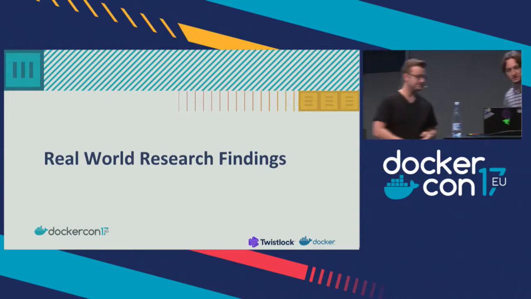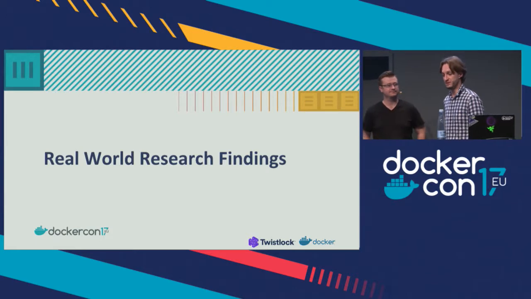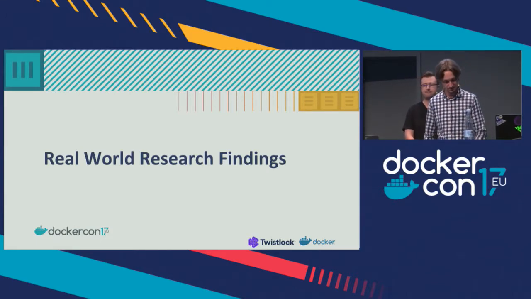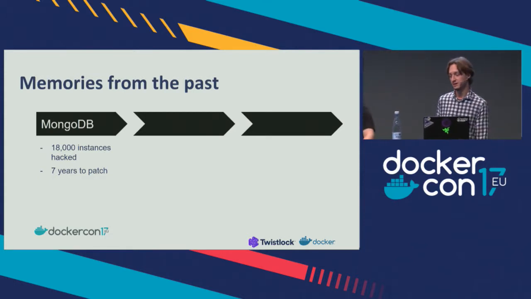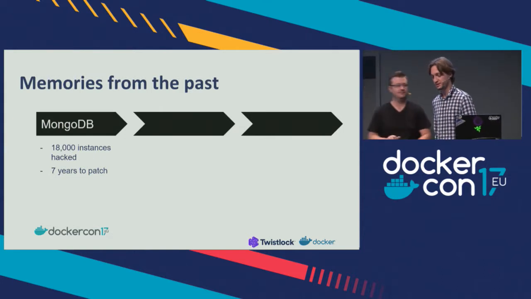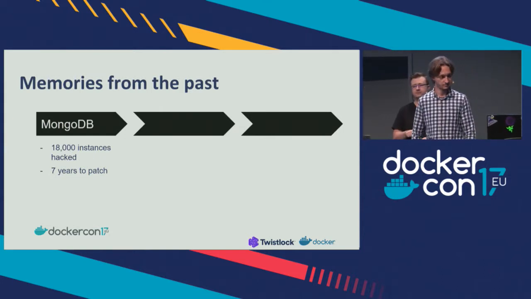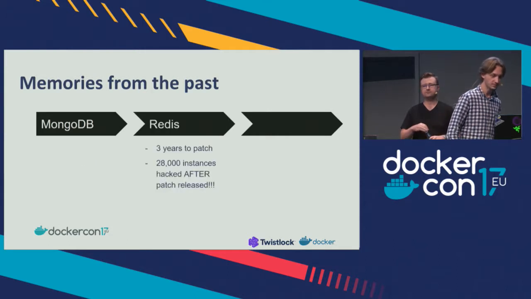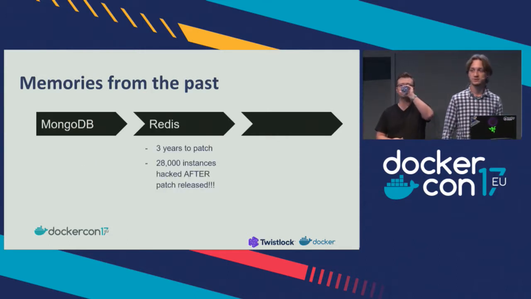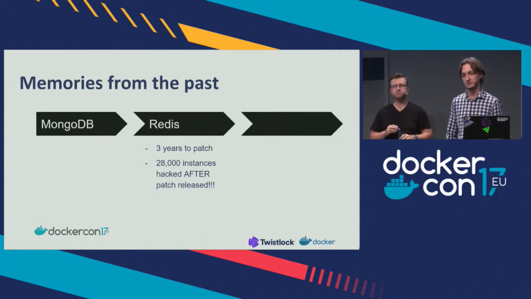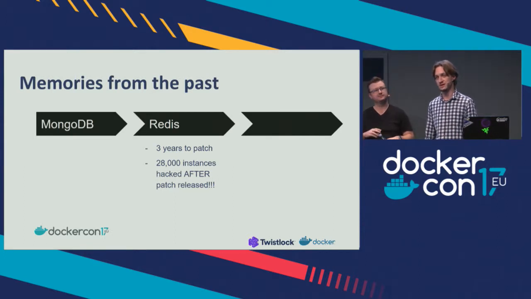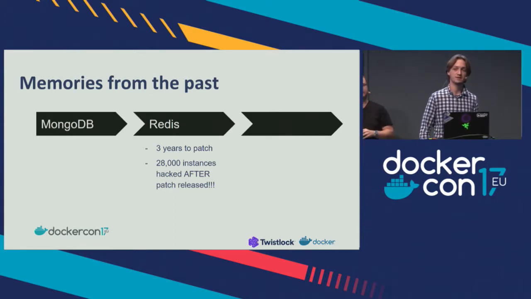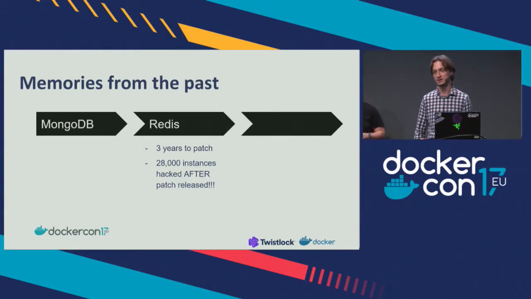Right, cool. Thank you, David. So first I would like to bring up some points from the past, very relevant hacks. The first one is MongoDB. MongoDB was released back in 2009, and they fixed an issue that allowed 18,000 instances of MongoDB being hacked only after 7 years. The second one is Redis. Redis was released back in 2012, and it took them 3 years to fix an issue. Even after they fixed this issue, 28,000 instances have been hacked by hackers. That happened because people did not upgrade their software and kept using the old version. So this sounds exactly like the bit rot we were just talking about.